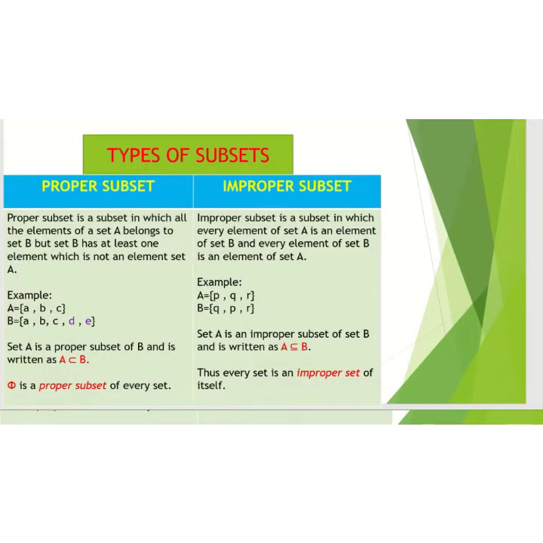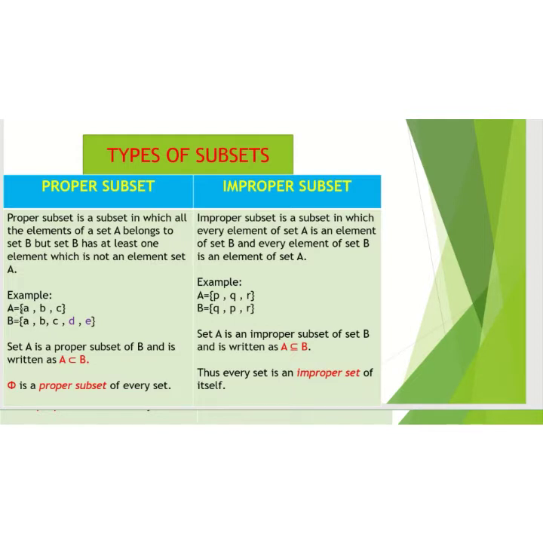There are two types of subsets, proper subset and improper subset. Proper subset is a subset in which all the elements of set A belong to set B, but set B has at least one element which is not an element of set A. Here you can see an example.